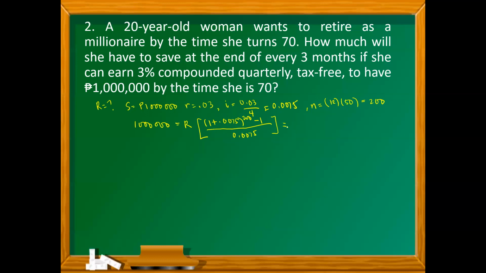So we have 2,169 pesos. You just have to save 2,169 pesos and 0.72 centavos per quarter. Imagine, for 50 years, for you to realize 1 million pesos when you reach the age of 70. My God. Okay.